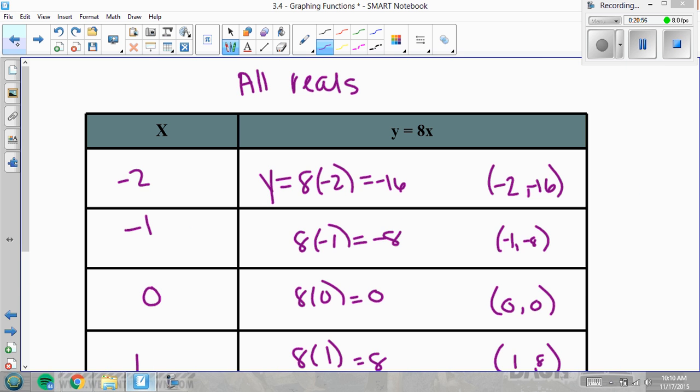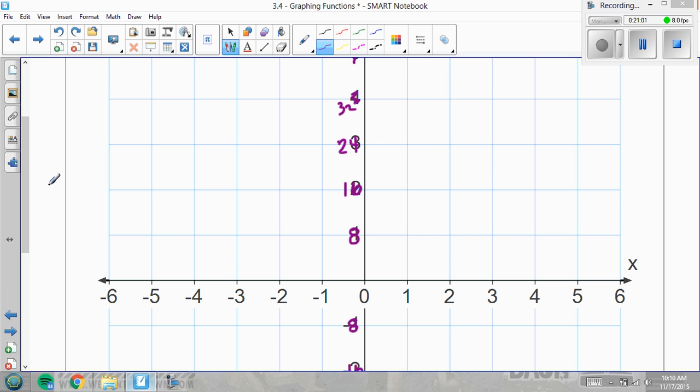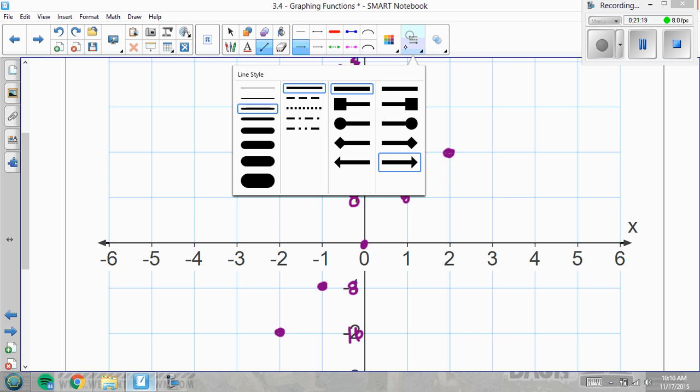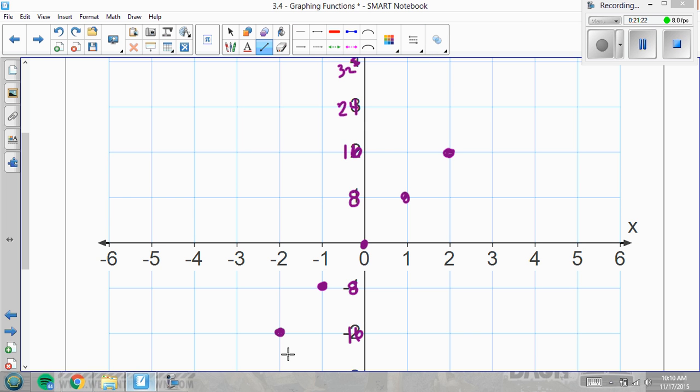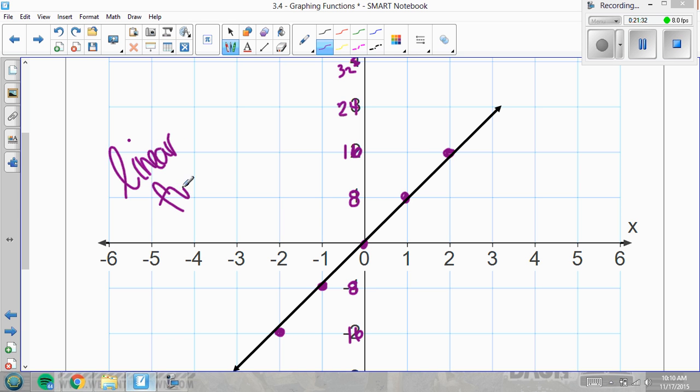So my first point was negative 2, negative 16. Negative 1, negative 8. 0, 0. 1, 8. And 2, 16. If you notice, since we could use all reals, they were not restricting what we could plug in. So we know that we want arrows on the ends of our line. And since this is a straight line, we know this would be a linear function.